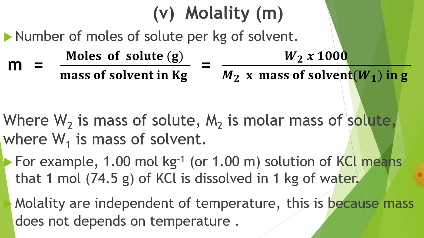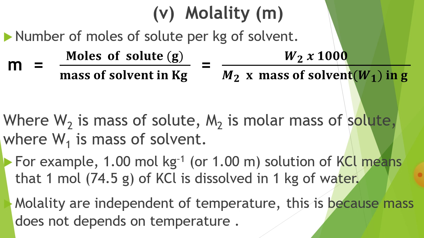Next, molality. It is symbolized as small m, the number of moles of solute per kg of solvent. It can be defined like this: small m equals moles of solute divided by mass of solvent in kg. It can also be written as W2 into 1000 divided by M2 into mass of solvent in gram. Here W1 represents the mass of solvent, W2 is the mass of solute, and M2 is the molar mass of solute.